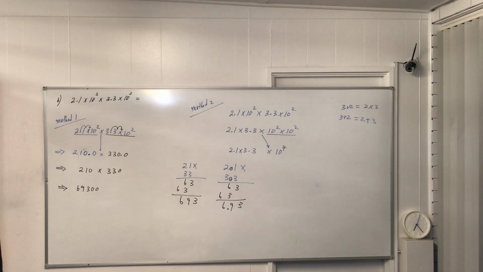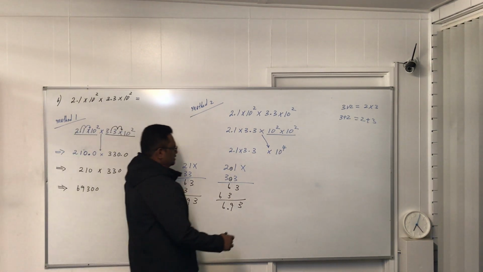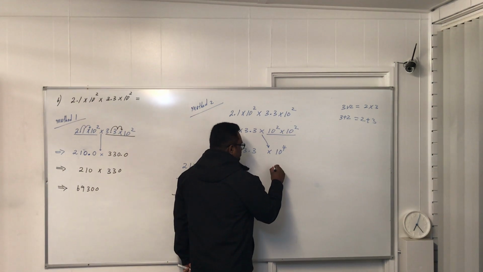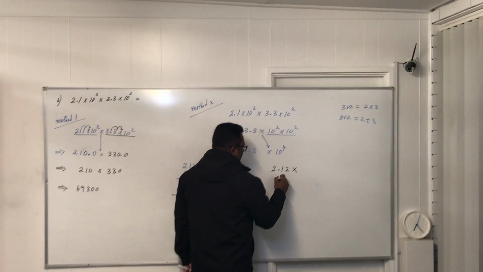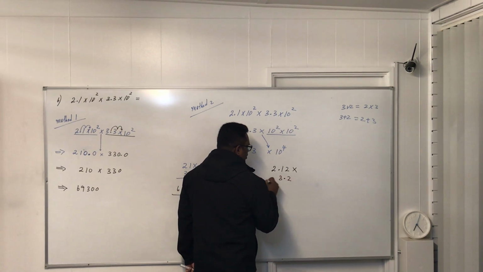Easy? That's the answer. Now, if you get something like this, 2.12 multiplied with 3.2. Okay, do that, everyone.